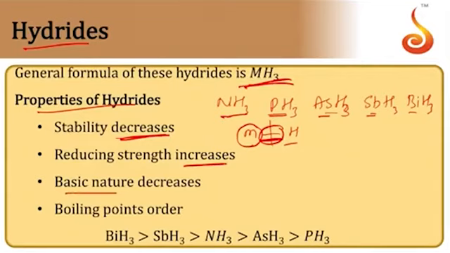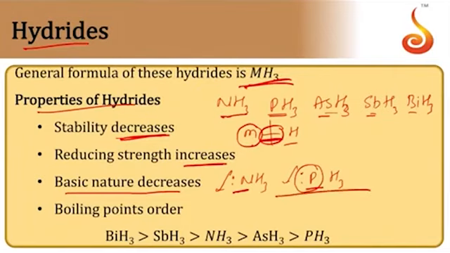Basic nature: all have electron pairs on them. Therefore, all the molecules are electron pair donors, which implies all are Lewis bases. The electron pair donating property depends upon the availability of the electron pair on the central atom. As the size of the atom increases, the availability of the pair gets reduced. Thereby, basic strength decreases down the group.